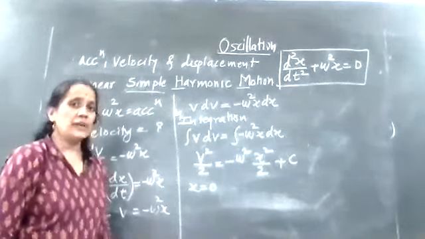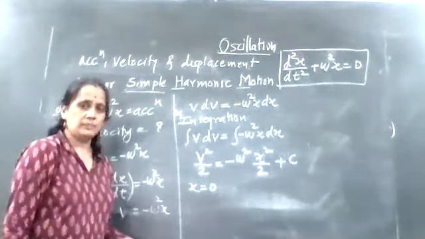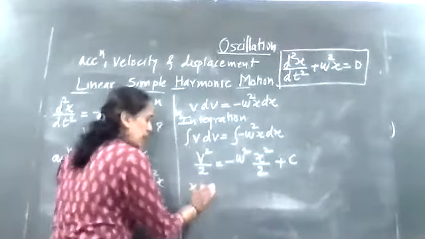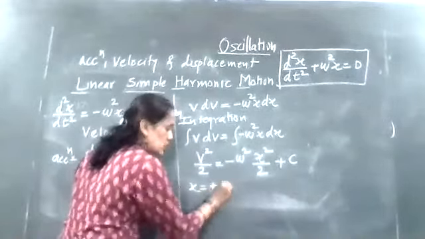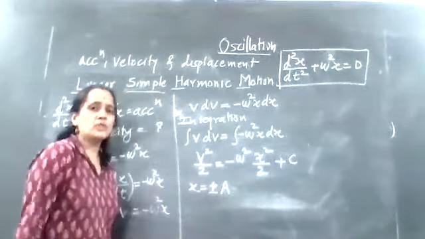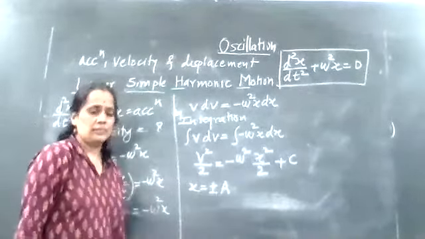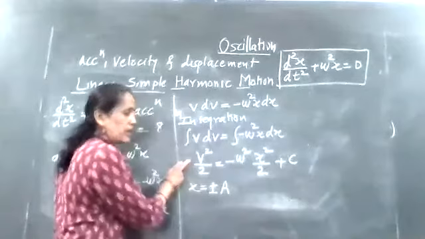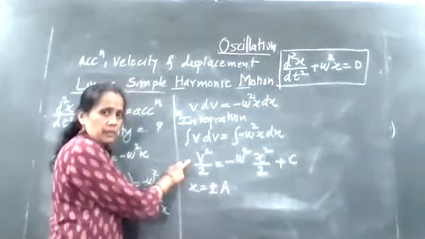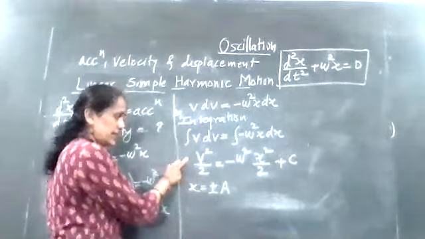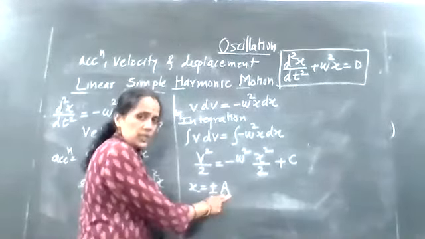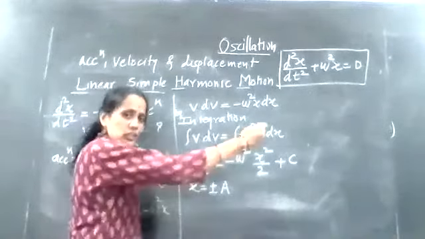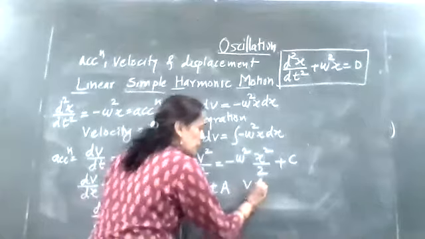And when the particle is at the mean position, its velocity is maximum. But when the particle reaches the extreme position, that means it reaches its amplitude, that is when x becomes plus minus a. At that time the velocity is 0. Is it right? When the particle reaches the extreme position, it does not remain there, it starts coming back again, which means its velocity becomes 0 at the extreme.